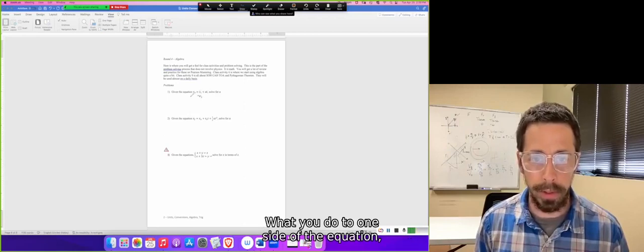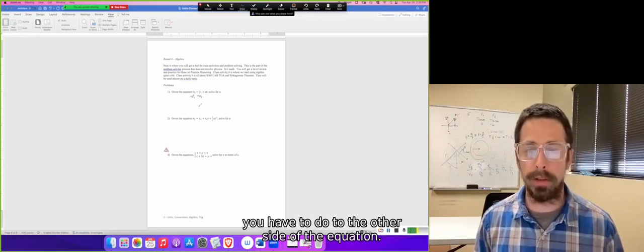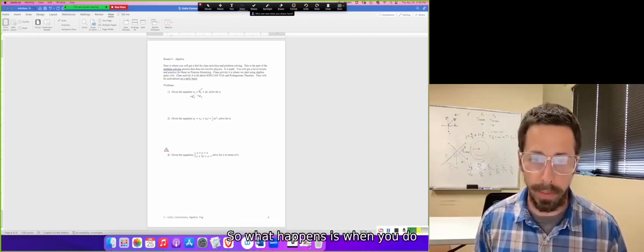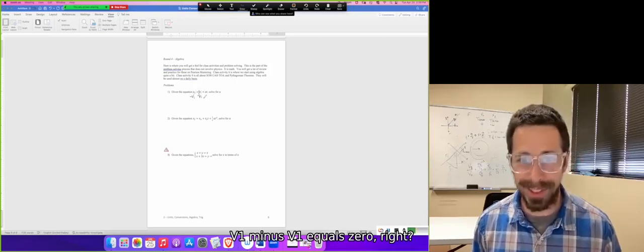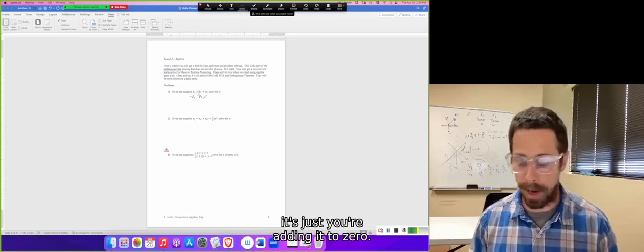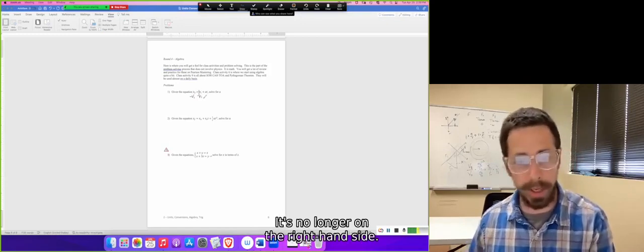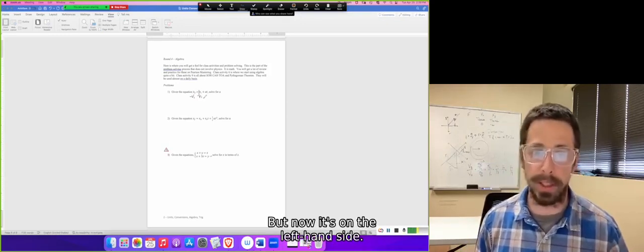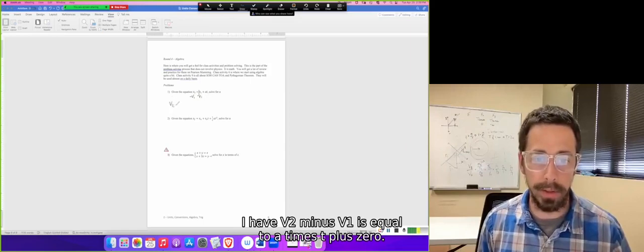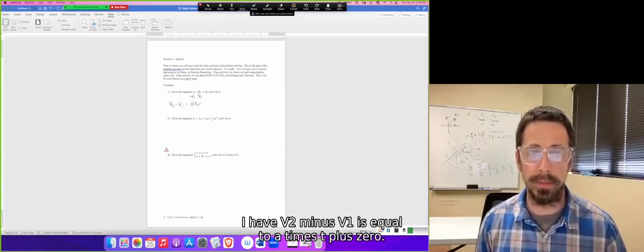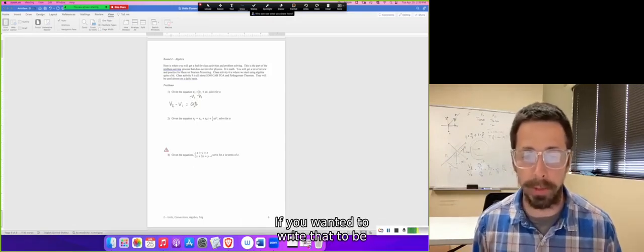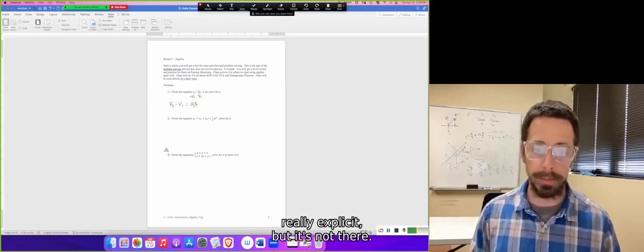Minus V1. What you do to one side of the equation, you have to do to the other side of the equation. So what happens is when you do V1 minus V1, that equals 0, right? It doesn't necessarily cancel. It's just you're adding it to 0. It's no longer on the right-hand side, but now it's on the left-hand side. So I have V2 minus V1 is equal to A times T, plus 0 if you wanted to write that to be really explicit, but it's not there.